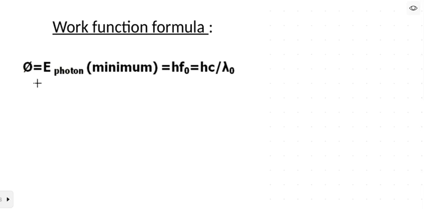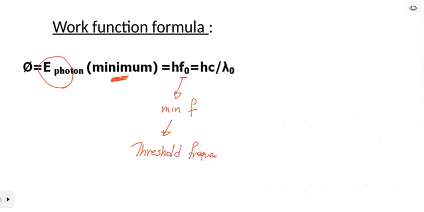So the work function is equal to the minimum energy, because it's the minimum energy needed from this photon to remove the electron. You see? So it is the minimum energy. This is a very important idea. So the minimum energy has minimum frequency. Why? Because frequency and energy are directly proportional. This minimum frequency needed to remove the electron, we call it threshold frequency. Or we can call it cutoff frequency.